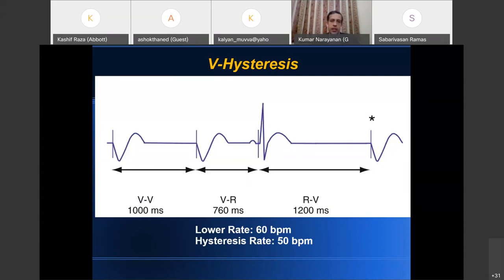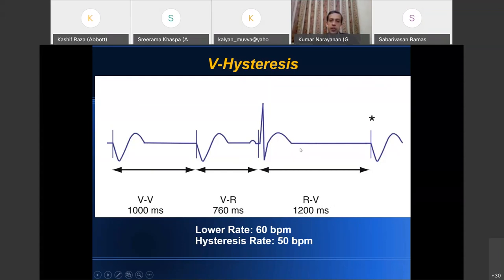So here in this example, if we take that a hysteresis rate has been set to 50 beats per minute, how does this practically operate? So the first beat is a paced beat. The pacemaker waits for the lower rate interval corresponding to 60 beats per minute, which is 1000 milliseconds. At the end of 1000 milliseconds, it's going to pace. Now, after this paced beat, at 760 milliseconds, the patient had an intrinsic R wave, his own activation. As soon as the device detected the intrinsic R wave, it said I'm going to now switch to the hysteresis interval and not the lower rate interval. And therefore, it switched to the interval corresponding to 50 beats per minute, which is 1200 milliseconds.